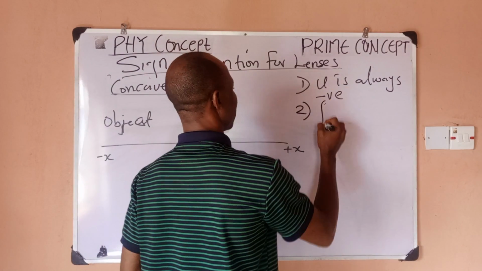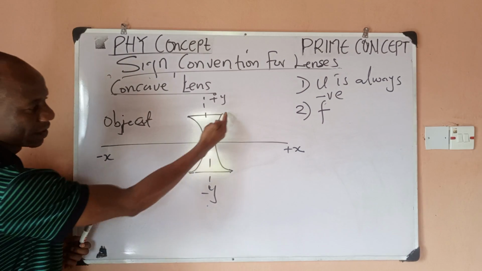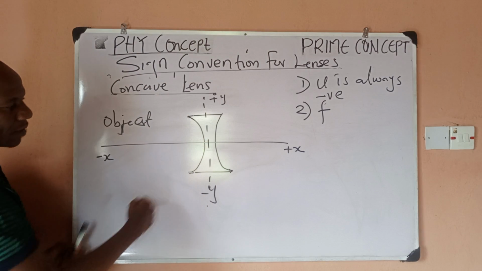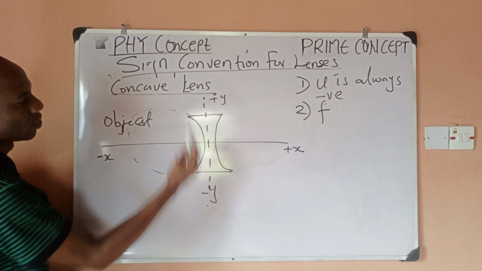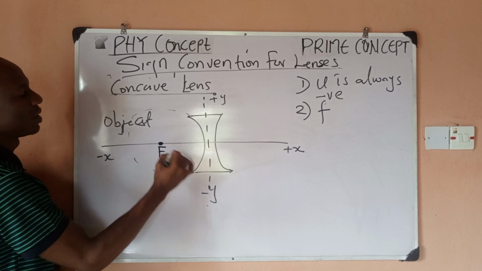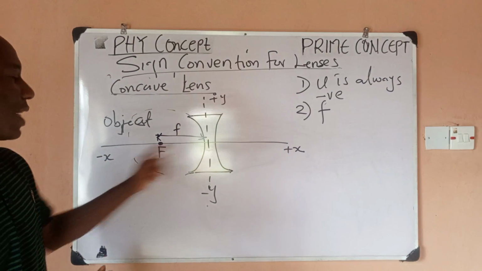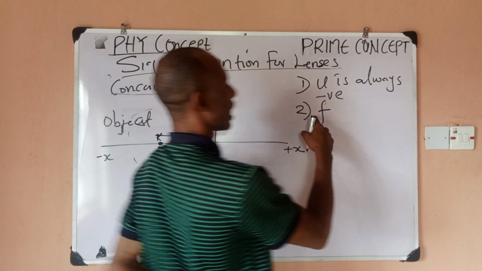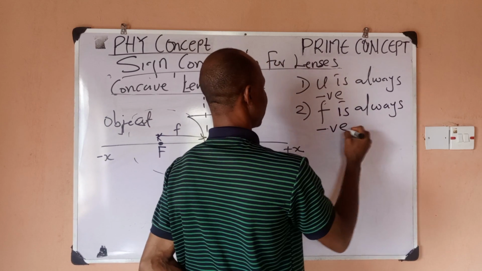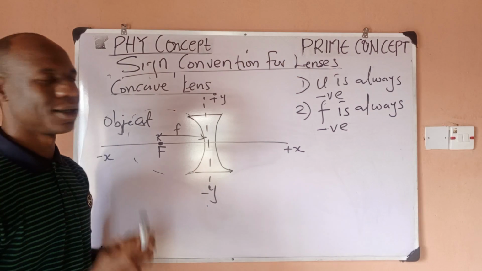Then secondly, we want to talk about the focal length. Now you notice that this first surface, this is the second surface of this lens, and this is the first. The first surface curves towards the negative direction. If you are to complete this circle, you notice that this first surface curves here. So meaning that your first focal point would be here, and invariably your focal length would be here, F, right? Now, which is on which side? On the negative side. So it means that our focal length is always negative for our concave lens.